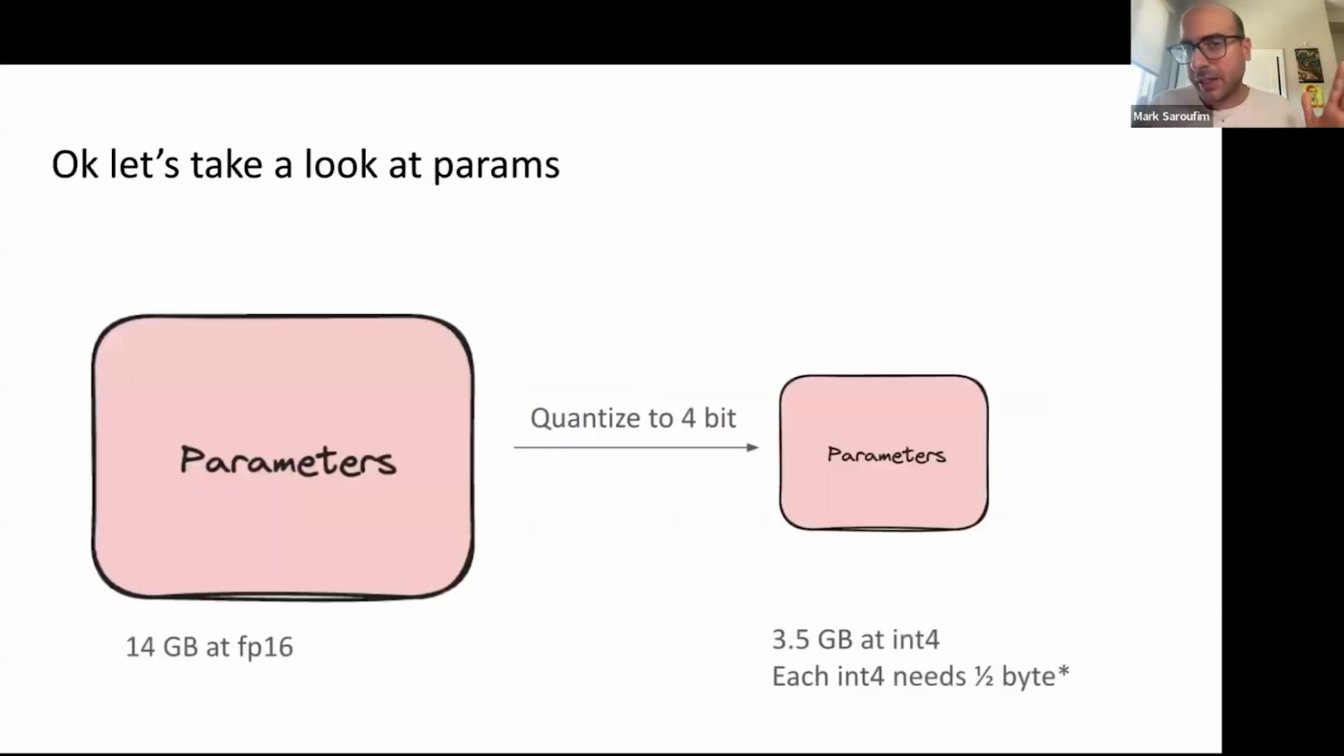Okay, so let's instead take a look at the parameters. Like we said, at Llama 7B, we have the parameters and we have 14 gigs at FP16. You might have heard of 4-bit quantization. What we're going to do is take every one of those weights and turn them into int4. An int4 is actually a sub-byte dtype, so every int4 is half a byte. And so roughly you get a model that's about 3.5 gigs this way. So great, we found a good approach for dealing with the parameters.